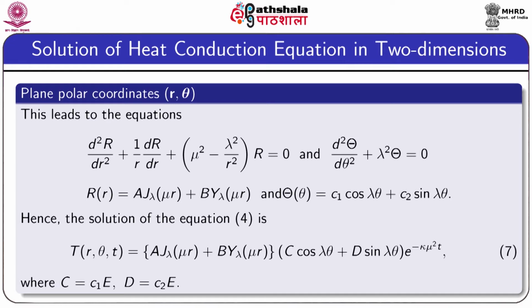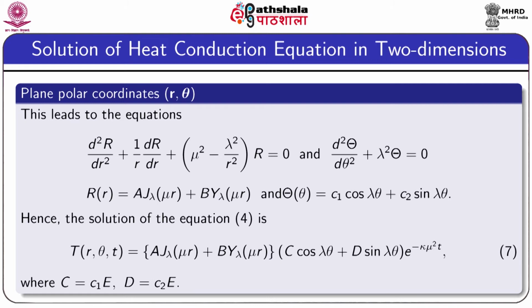The solution of theta equation is written here, C1 cos lambda theta plus C2 sin lambda theta. If you observe the capital R equation, this is the famous Bessel's equation of order lambda. So, the solution can be written as capital R is equal to A J lambda mu r plus B Y lambda mu r, where J and Y are Bessel's functions of first kind and second kind respectively.